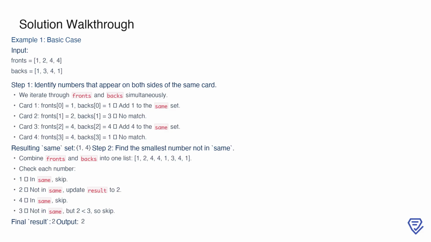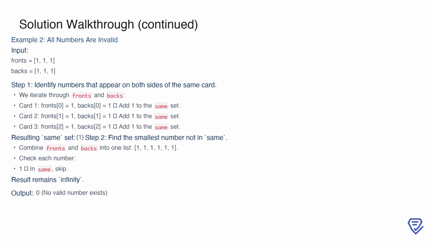Next, we look for the smallest number that is not in this same set. To do this, we combine all numbers from both the fronts and backs arrays into a single list. As we check each number, we skip 1 because it is in the same set, but when we encounter 2, we note that it is not in the set, making it a potential result. We continue checking and skip 4, but we also find 3, which is not in the same set. However, since 2 is smaller than 3, our result remains 2. Thus, the smallest valid number is 2, and the output is 2.